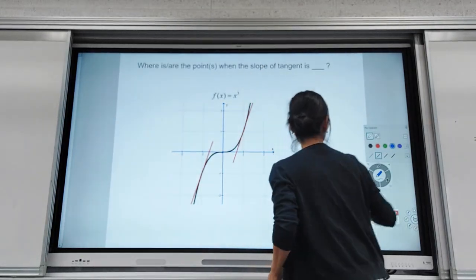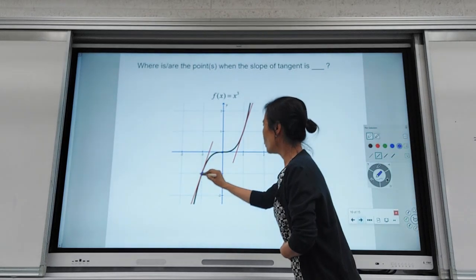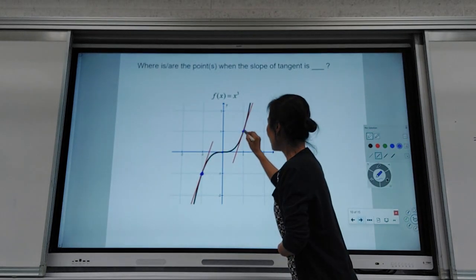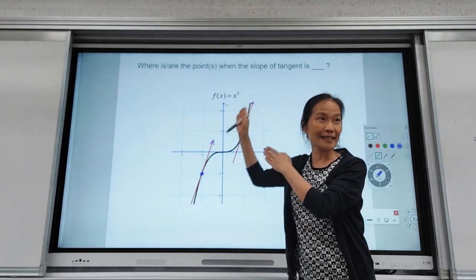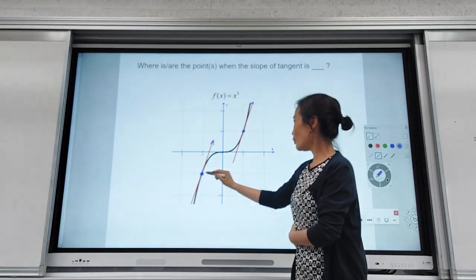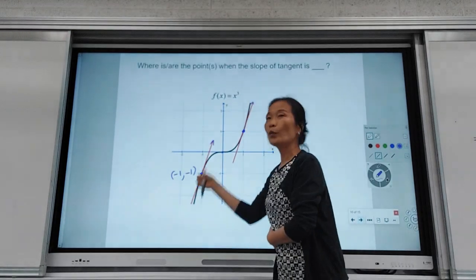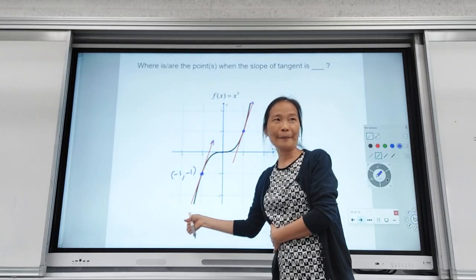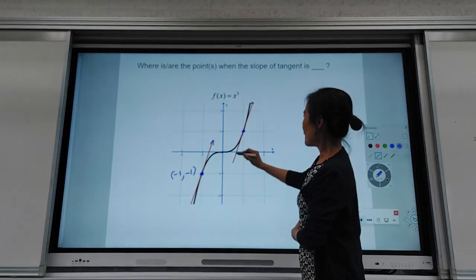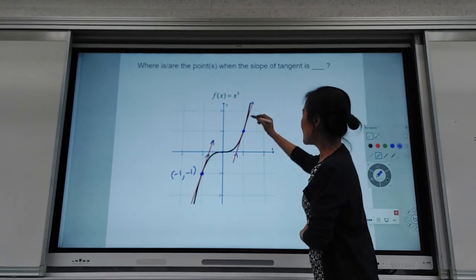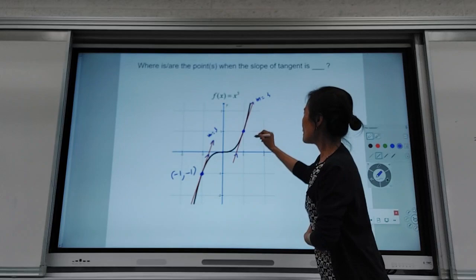At what point will you have the slope equal to 3? See, these are both positive slopes. These are parallel lines. Do you notice that? The point we found is negative 1, negative 1. That's exactly where you have the slope of 3. And when you move to this side, this is parallel to this line. The slope is 3, the slope is 3, and this is 1, 1.